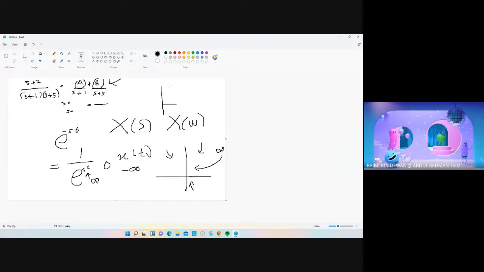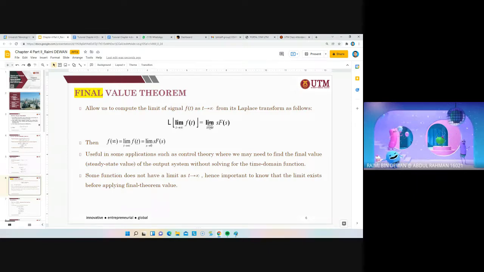So final value is as if it's going toward here, towards the limit of infinity as final, right? This one is initial, so it's not the same. Okay, this one is initial, this one is final. Now when t is approaching infinity, s in the Laplace domain will be approaching 0. They just convert vice versa to one another. So then f(infinity), the final value, is the limit as t approaches infinity of f(t), which equals the limit as s approaches 0 of sF(s).